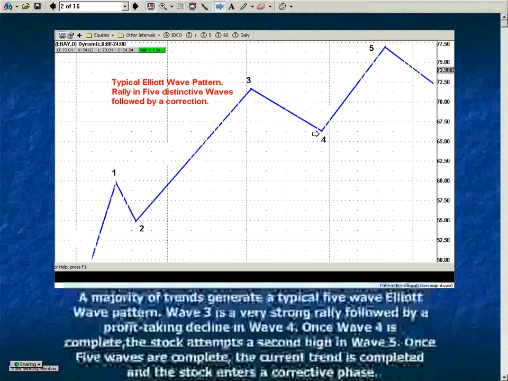Once wave 4 is complete, the stock attempts a second high, or a wave 5. Once 5 waves are complete, the current trend is completed, and the stock enters a corrective phase.